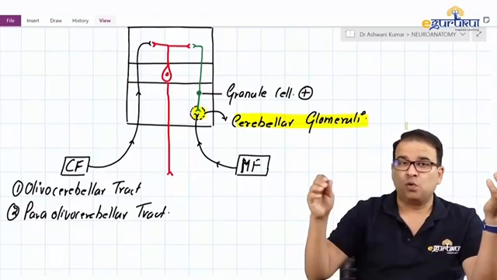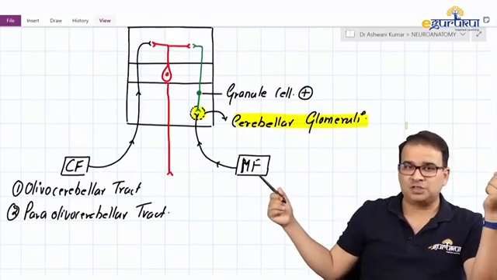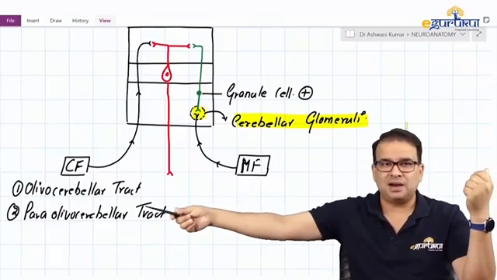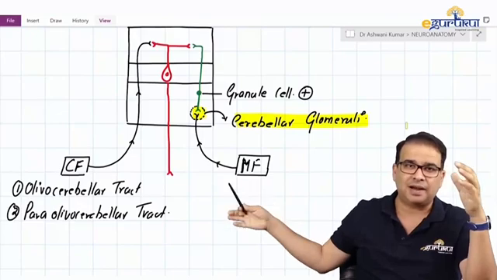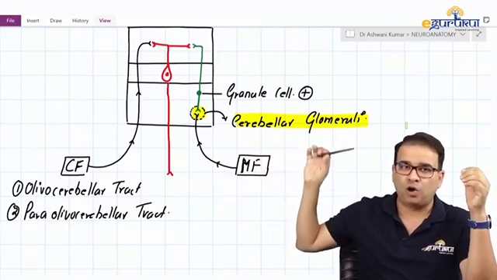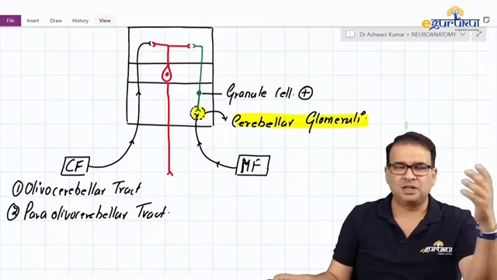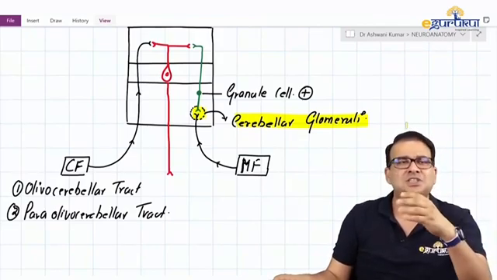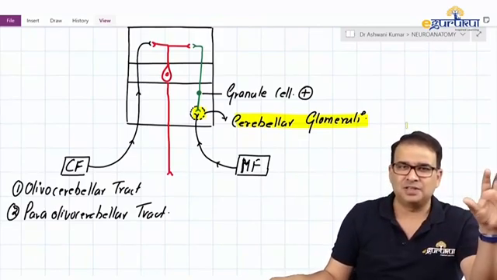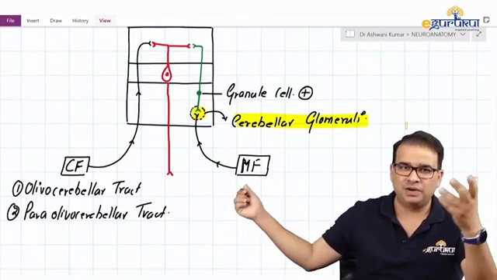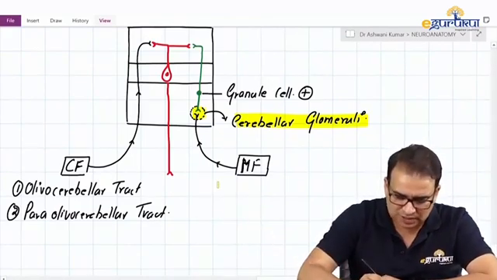Now the question is, what type of fibers or which tracts are mossy fibers? Well, everything else. Only two tracts are climbing fiber. That means any other tract coming inside the cerebellum, they are all mossy fibers. The spinocerebellar, the pontocerebellar, the cuniocerebellar, whatever it is. If it is coming inside the cerebellum, and if it is not olivary or para-olivary, then it is mossy. So rest all of them.